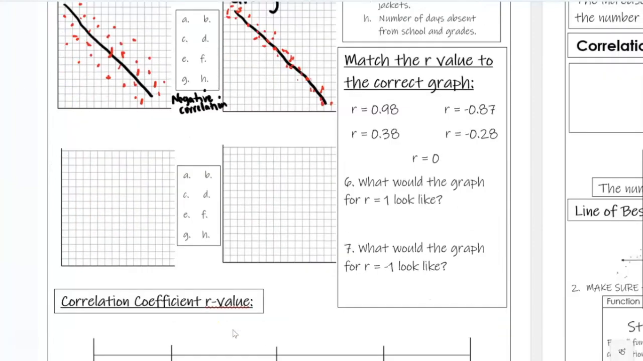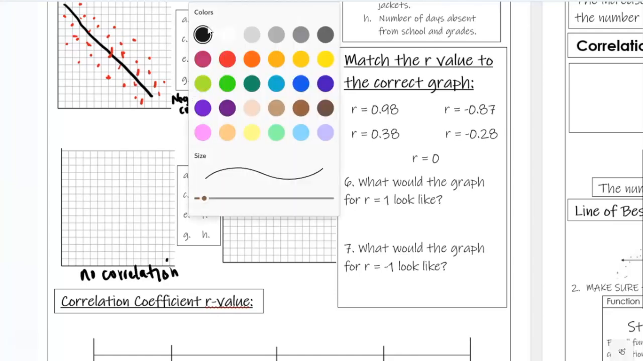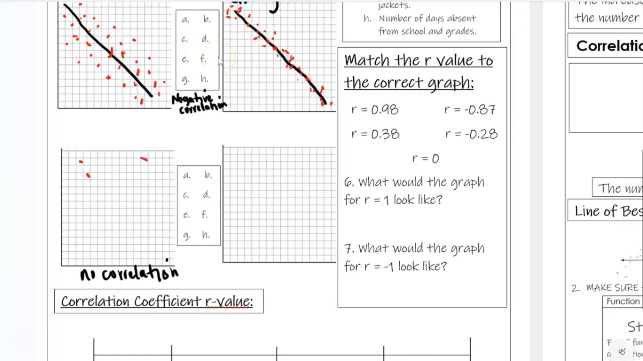Well, let's do not correlated. So there's no relationship at all. So let's do no correlation, which means that you can't tell what the data is doing. So what we're going to do is just draw the data everywhere. Look at this. You can't tell if it's going up, down, or what it's doing. So this is no correlation. There's no relationship between what's happening on the X and what's happening on the Y.